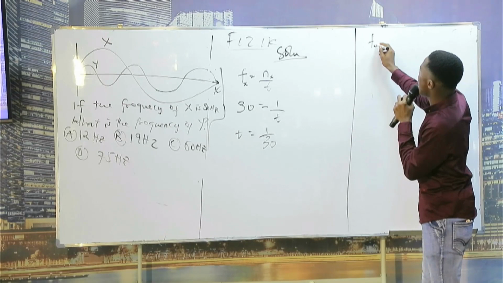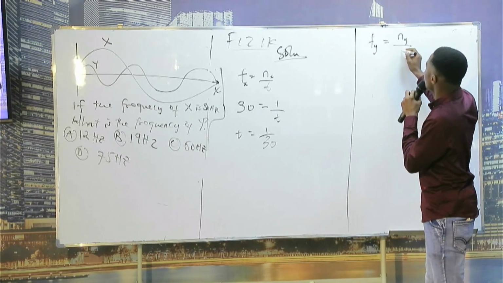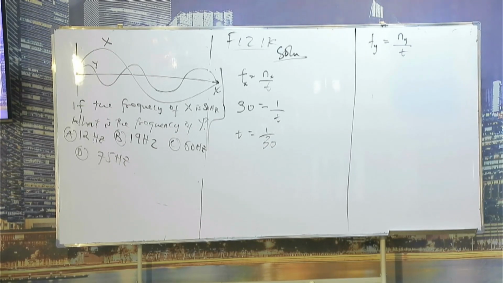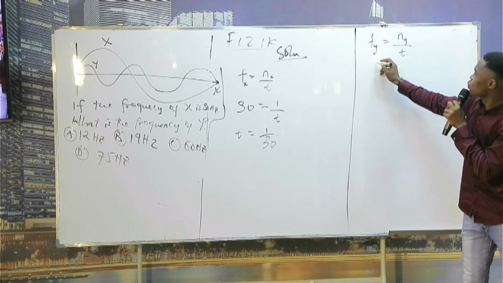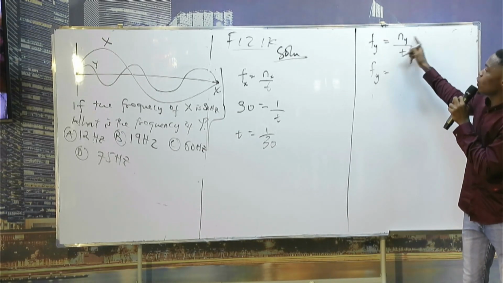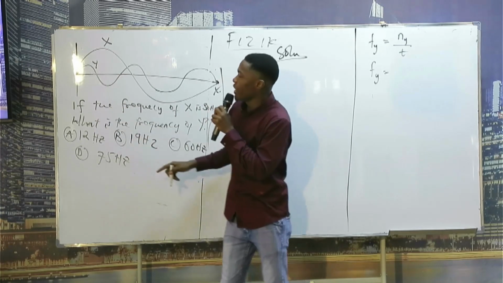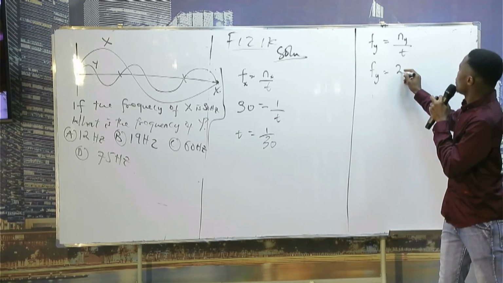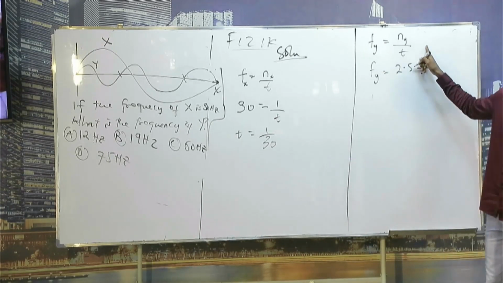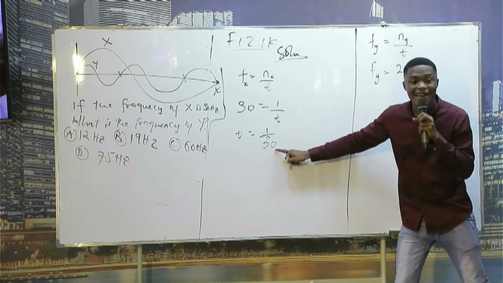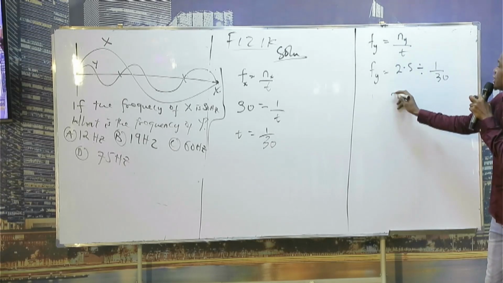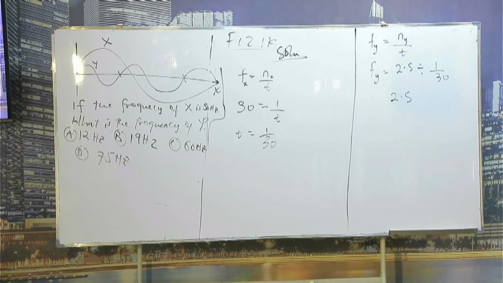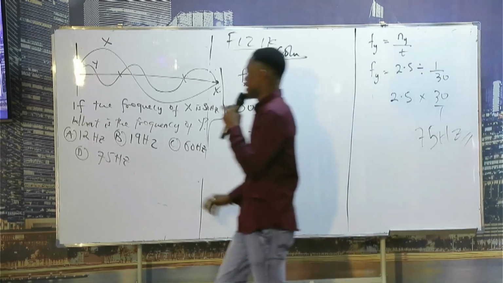Now let's do the same thing for Y. The frequency of Y is Ny over T. We don't know Fy, but Ny is 2.5 cycles. So Fy is equal to 2.5 divided by T, which is 1 over 30. Division changes to multiplication, so 2.5 times 30 over 1. When you multiply, you get 75 hertz. That is option D.